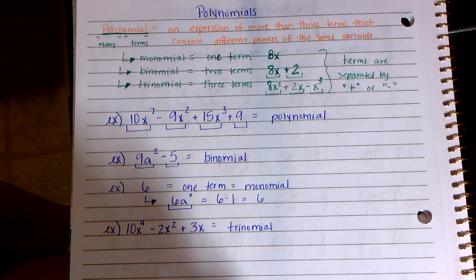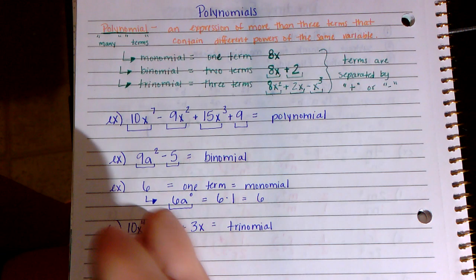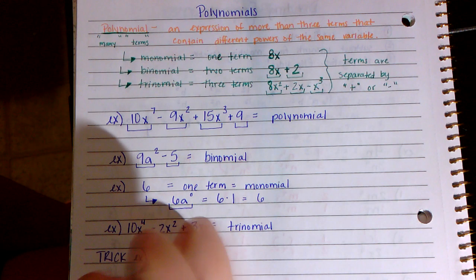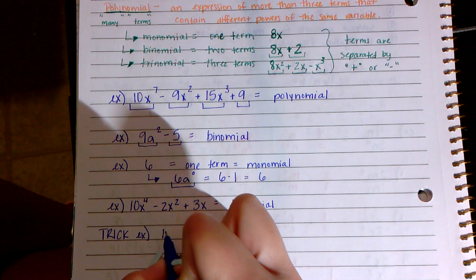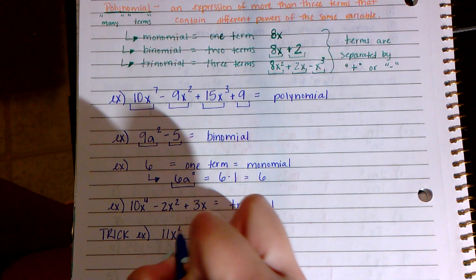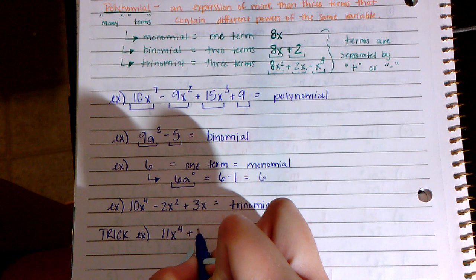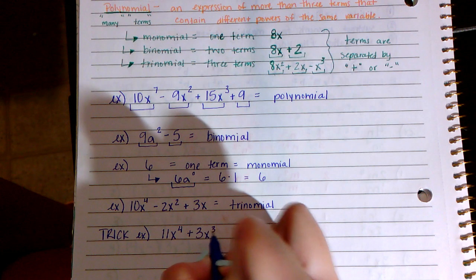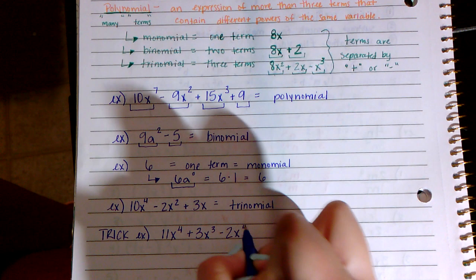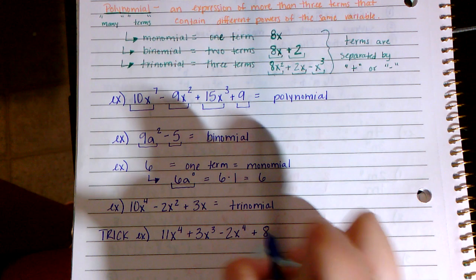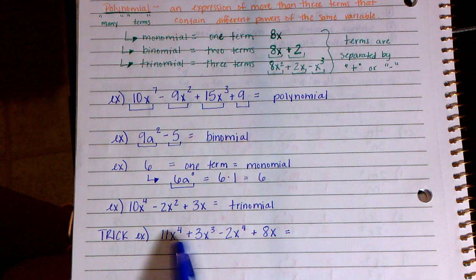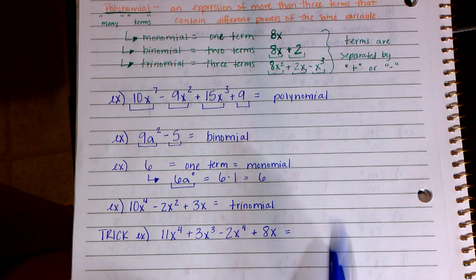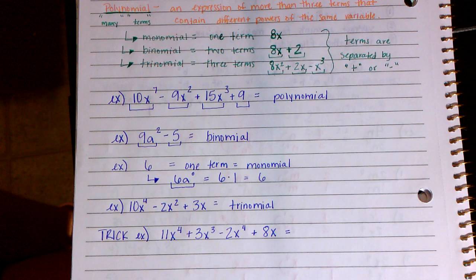because I'm going to give you a trick example. Okay, so this one's trickier. 11x to the 4th plus 3x to the 3rd minus 2x to the 4th plus 8x. Okay, when some of y'all look at this, instantly you're like, oh, well, that's more than 3, so this is a polynomial. But you have to make sure that it's in its simplest form.